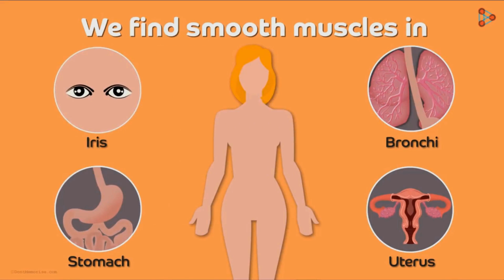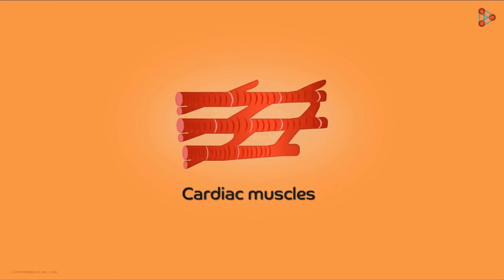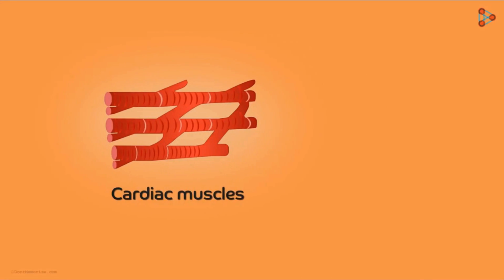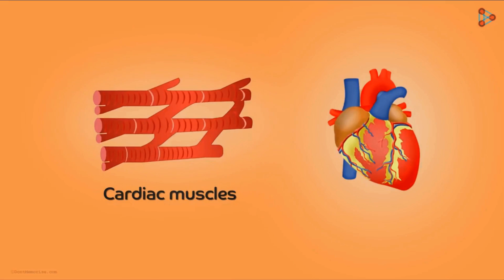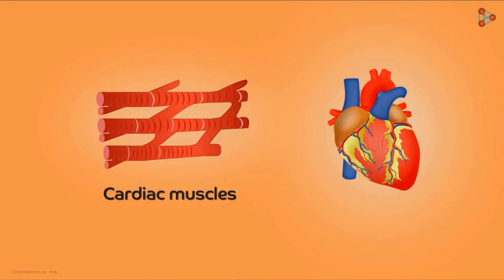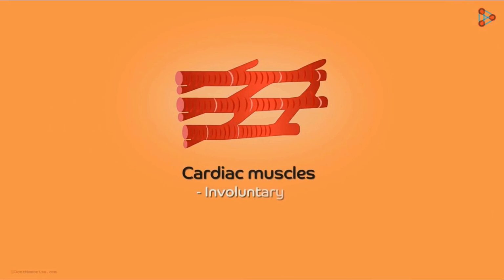Now let's take a look at the last type, that is the cardiac muscles. Again, the name is enough for us to state its function and location. These muscles are those found in the heart. So the rhythmic contraction and relaxation of our heart, or the working of our heart, is all because of these cardiac muscles. Although they are involuntary in activity, their structure is like that of striated muscles partially.